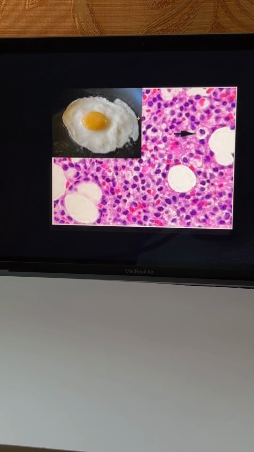So this is all about our different types of glial cells: astrocytes, microglial cells, ependymal cells, myelin, Schwann cells, and oligodendrocytes.